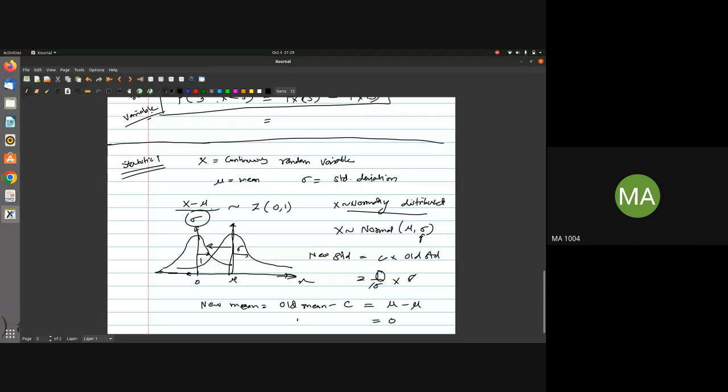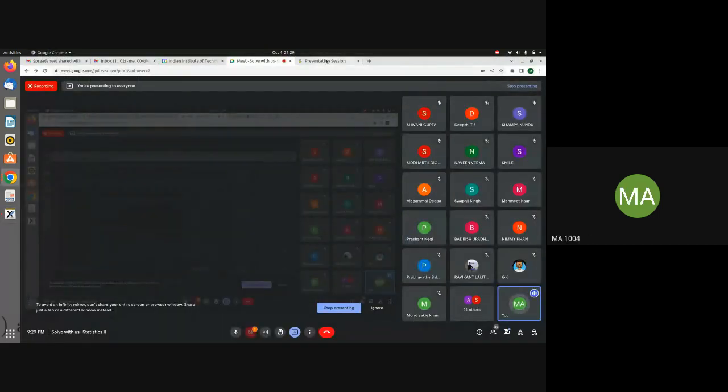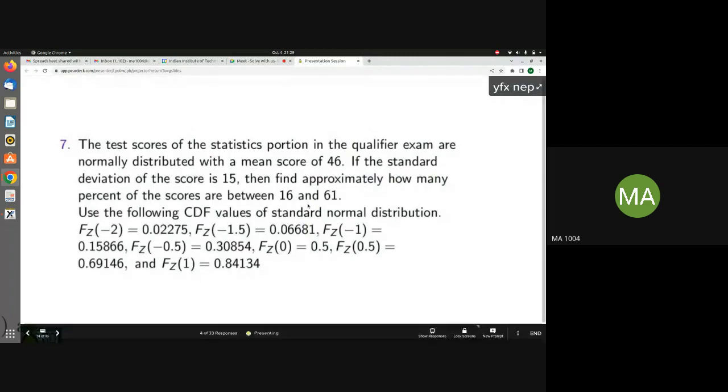So the new mean becomes 0, and the new standard deviation becomes 1. That is called a standard normal, which is Z ~ N(0,1). And then we are going to find the values from these F_Z values: F_Z of -2, F_Z of -1.5, F_Z of -1, like this. Does everyone understand this one?